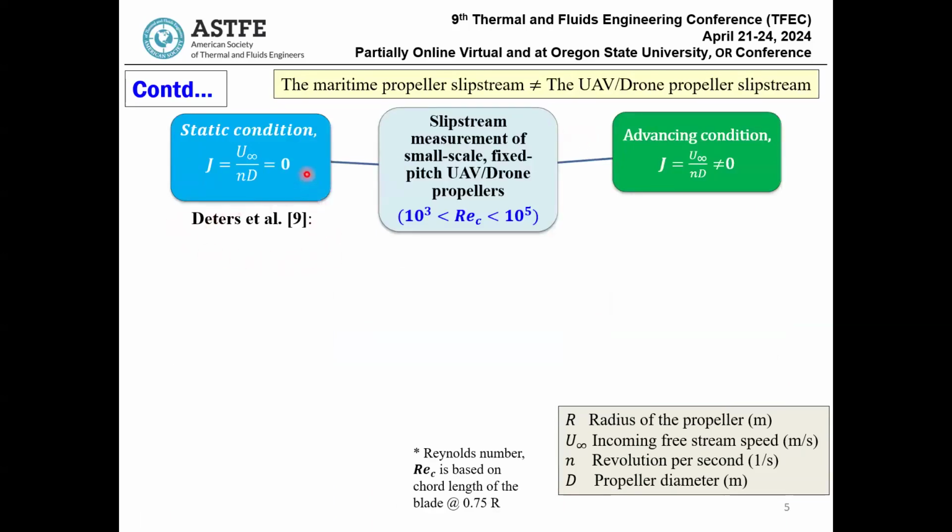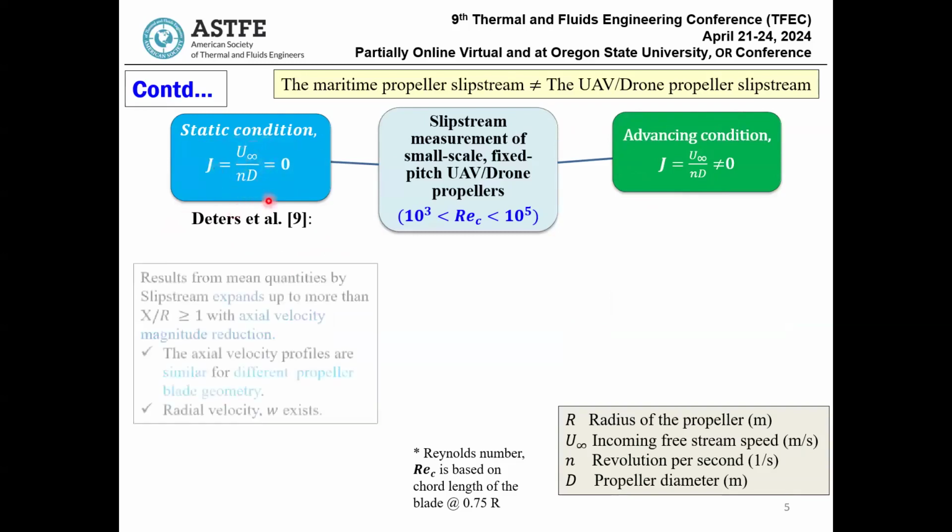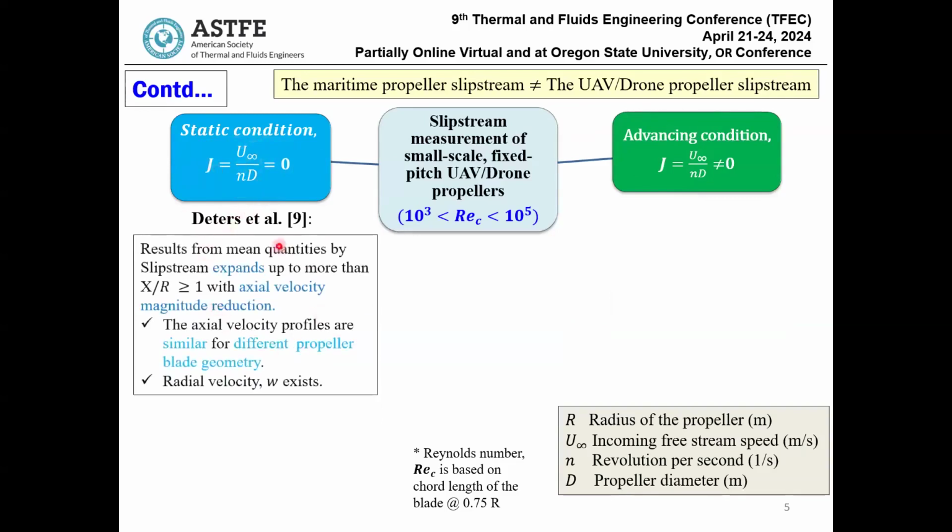They have used two kinds of advance ratio ranges: zero advance ratio and non-zero. Zero advance ratio means when there is no incoming free stream speed, but the propeller is rotating, like in a static condition. In the static condition, they concluded that the slipstream is expanding up to more than a radial distance farther from the plane of rotation.